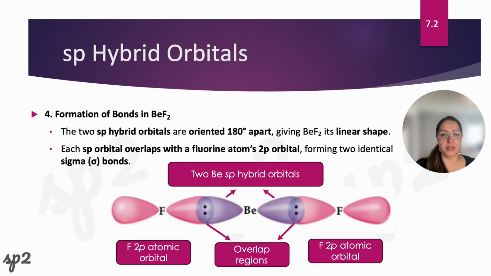I'm just going to show you something as simple as this. Here is my p orbital from fluorine interacting with the hybrid orbital of beryllium. So that would be one sigma bond over here, and I have the exact same thing on the other side. These two bonds are going to be identical, and they're going to have the exact same strength. Let me summarize the sp for you on the next page.